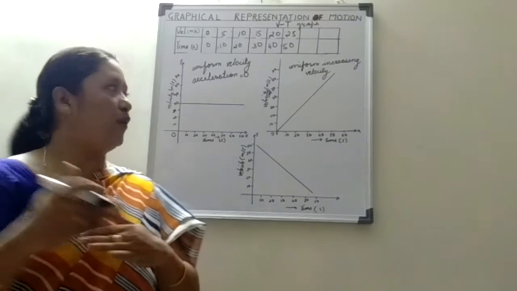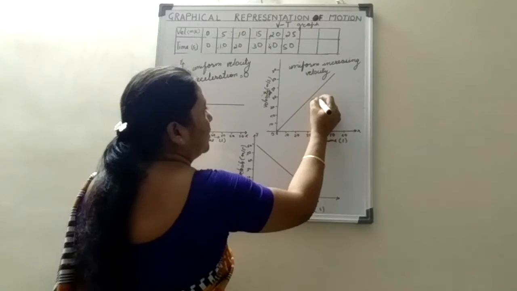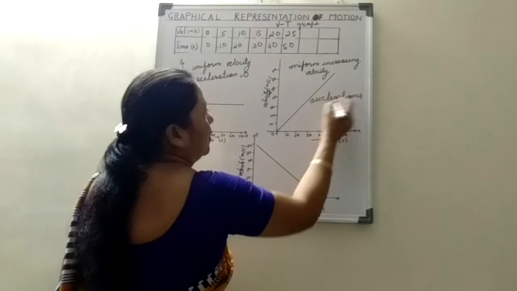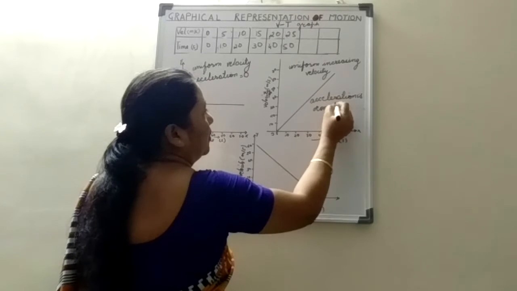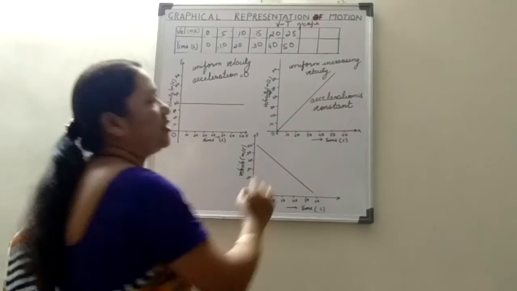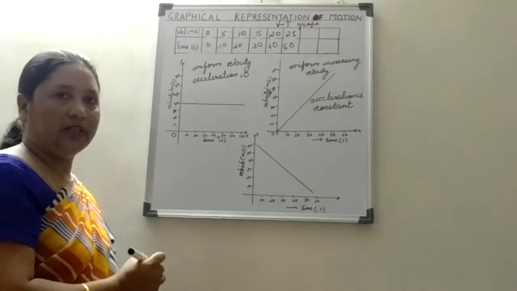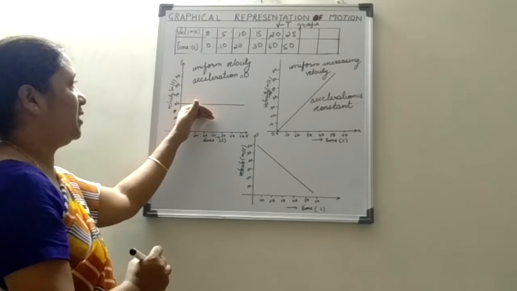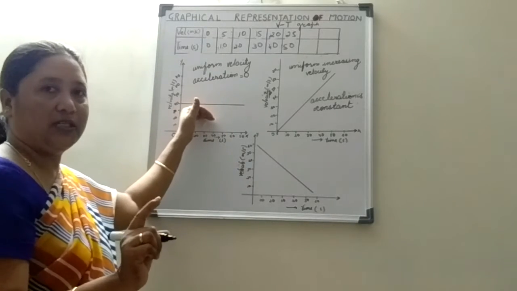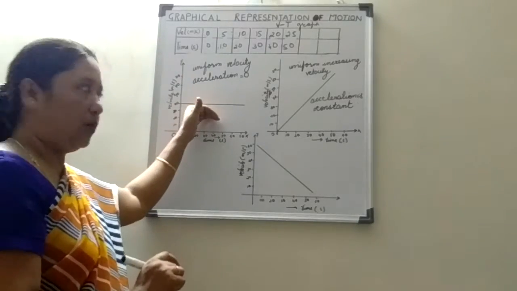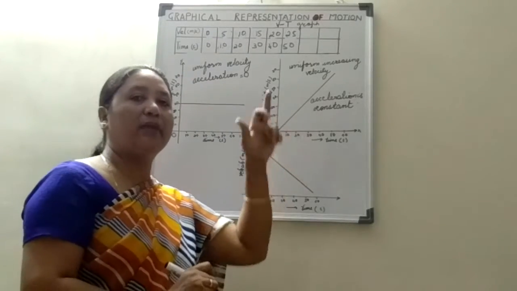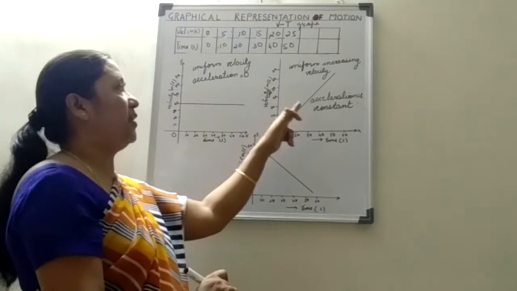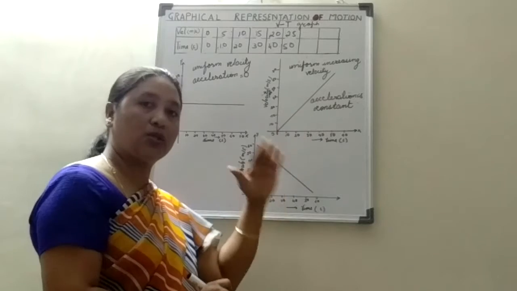It keeps on increasing uniformly, so acceleration is constant. So acceleration becomes constant. Okay, children? So in the first graph there is uniform velocity but no change in velocity, so acceleration is 0. In the second graph, uniformly increasing velocity is taking place in a vehicle, so here the acceleration is constant.